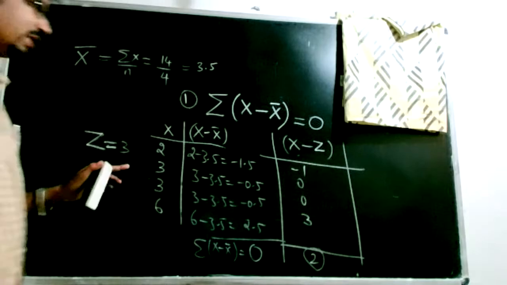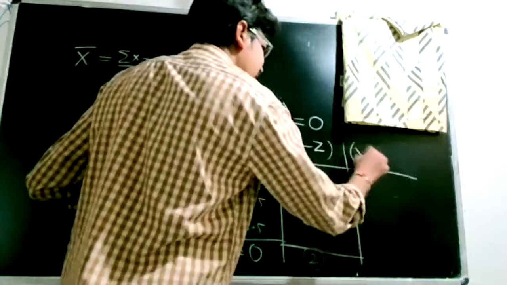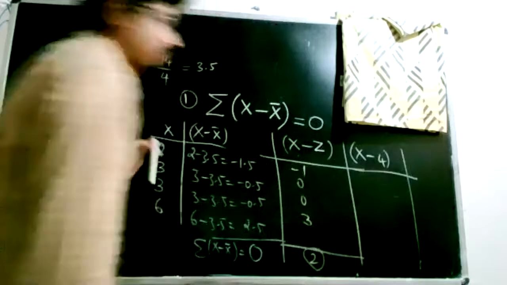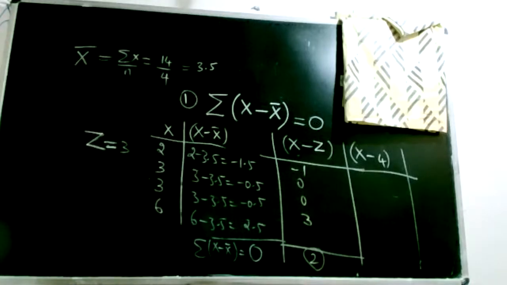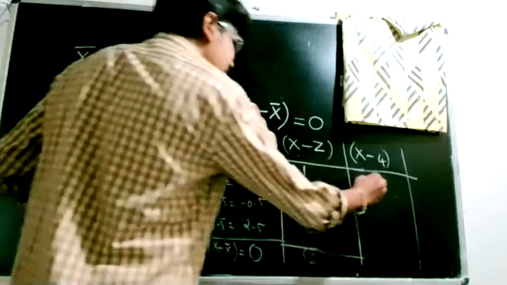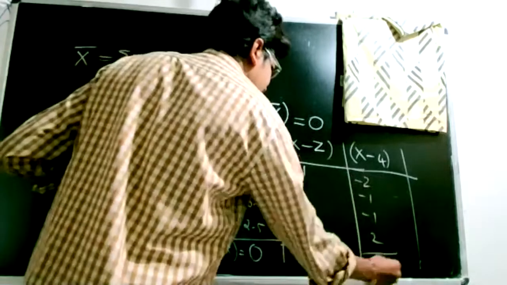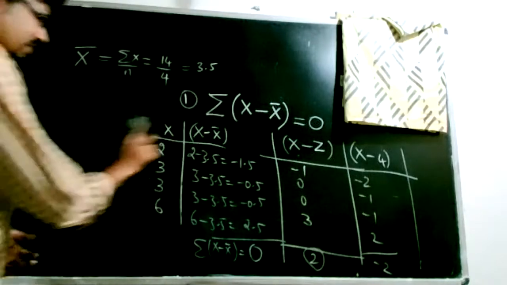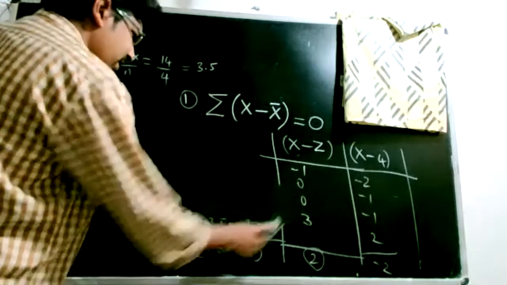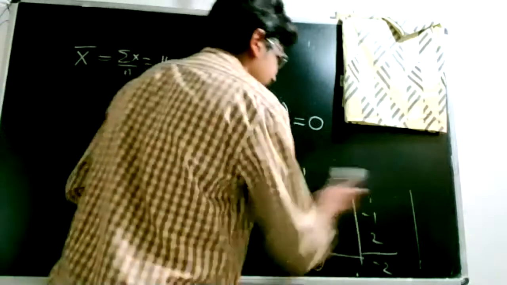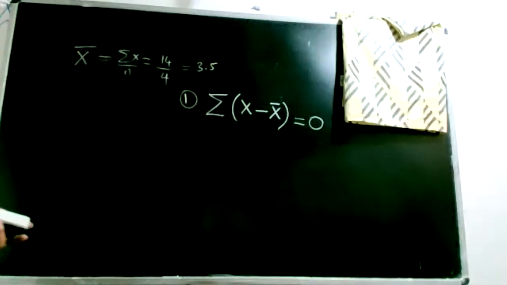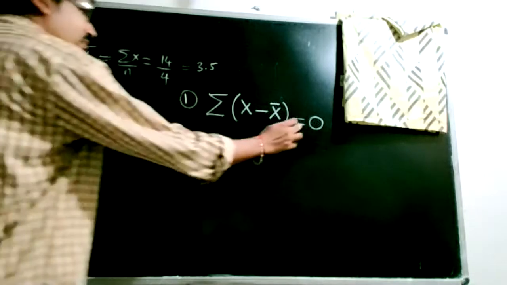So apart from this, take any other constant. Say instead of 3, I'll take the constant 4 or 2. Obtain the deviations. Again, you will observe the deviations to be non-zero. So you're getting minus 1 in this case. So what we mean is arithmetic mean is a special value such that if you take the total of the deviations from x bar, that will be equal to 0.